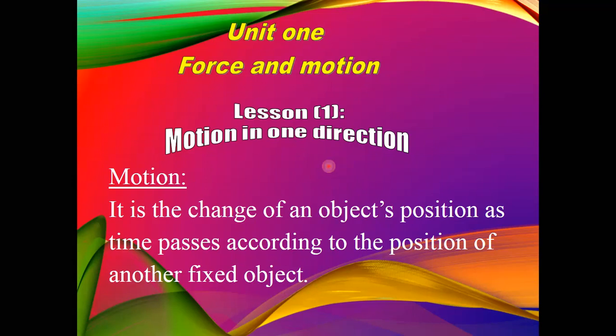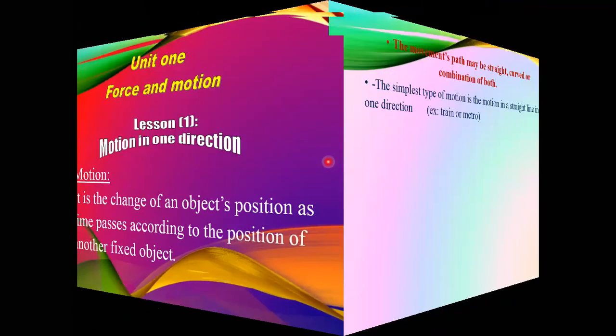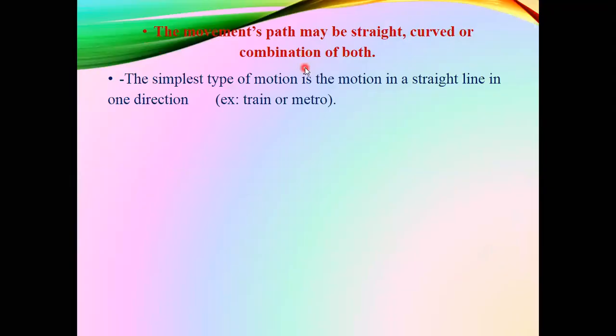Now, what about the paths? The movement path, the movement way. It could be one of three: straight, or curved, or a combination of both. The object can move straight, no problem. And it can move in a curve or a combination of both. These are three ways of movement.